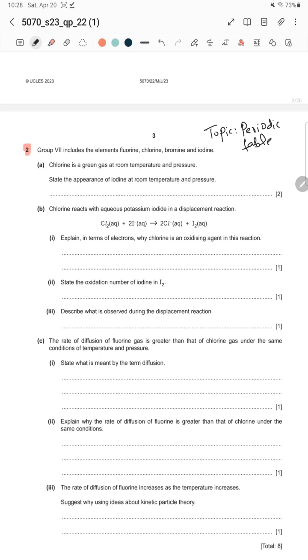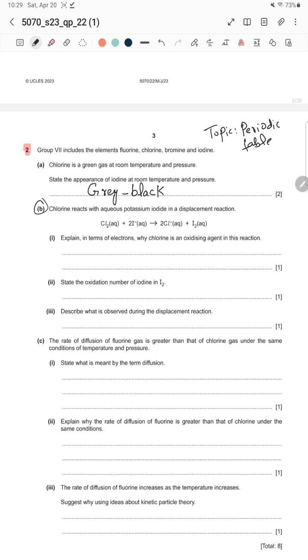So dear student, iodine is a solid at room temperature and pressure. So its color is gray black. Or you can mention black as well. So dark gray or black or gray black, this is the color of iodine in solid form, and in aqueous form it is brown.